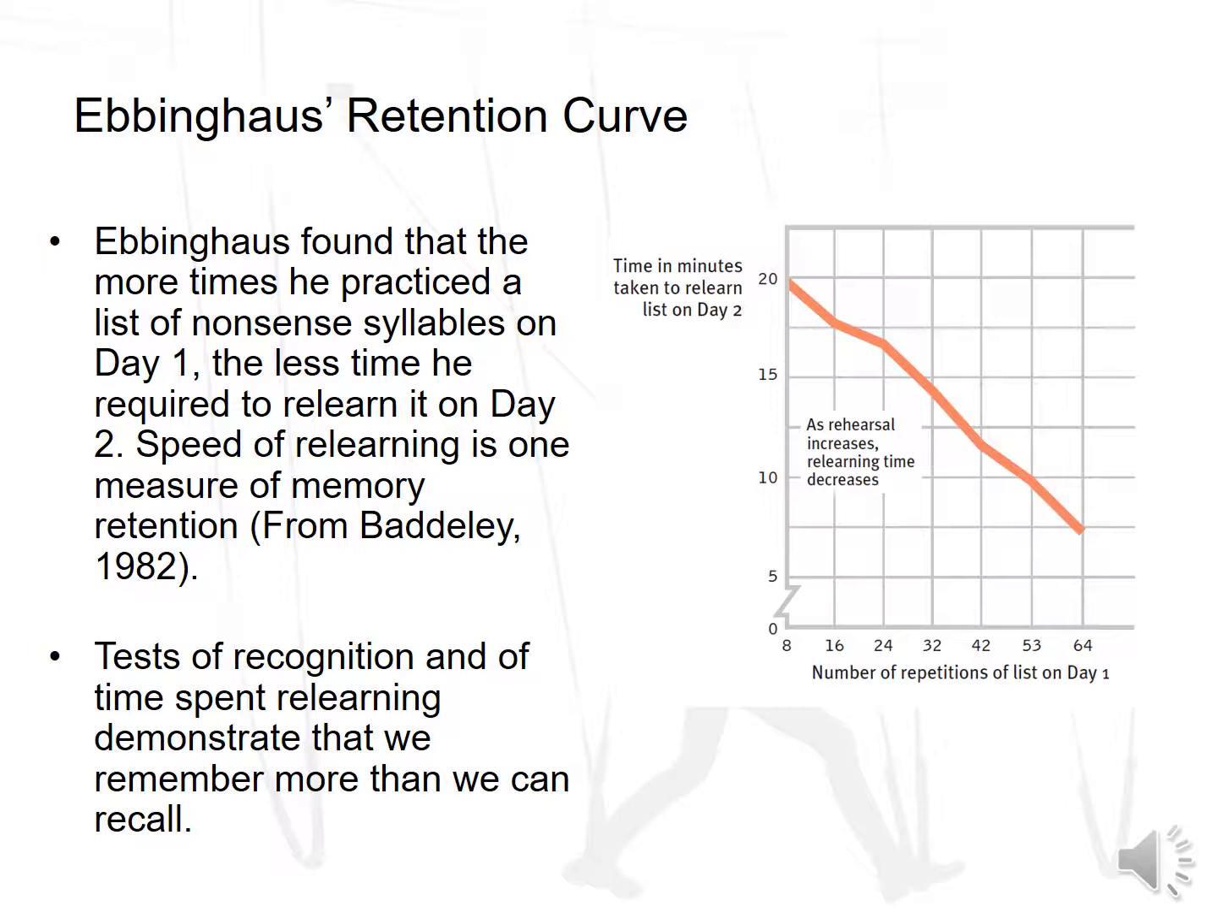This is the infamous Hermann Ebbinghaus' retention curve. Ebbinghaus found that the more times he practiced a list of nonsense syllables on day 1, the less time he required to relearn it on day 2. The speed of relearning is one measure of memory retention. Tests of recognition and of time spent relearning demonstrate that we remember more than we can recall, and the chart shows as the rehearsal increases, the relearning time decreases.